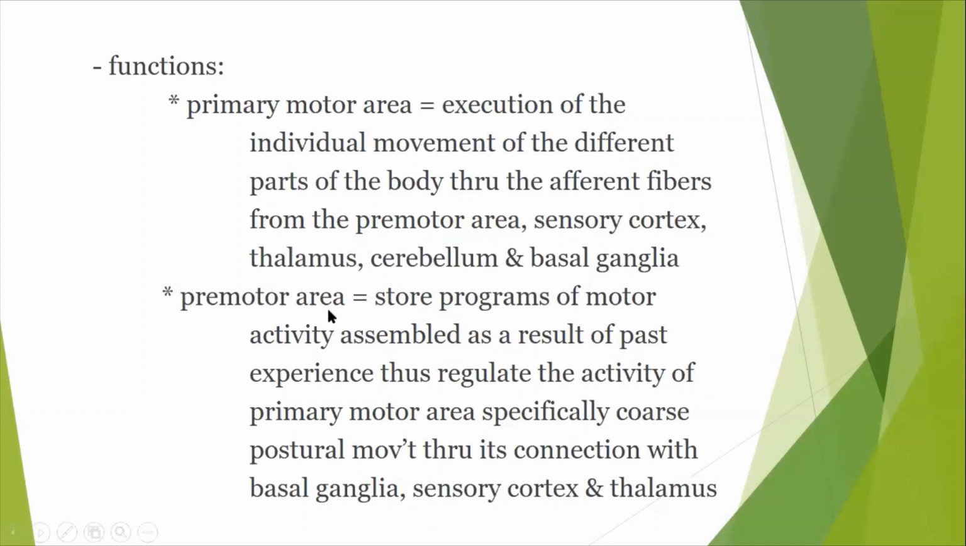So your premotor area stores programs of motor activity assembled as a result of past experience. Thus, it will regulate the activity of the primary motor area, especially coarse postural movement, through its connection with the basal ganglia, sensory cortex, and the thalamus. So your premotor area is more for storage of the movement that has been learned or experienced before.